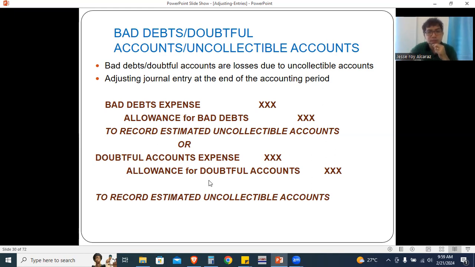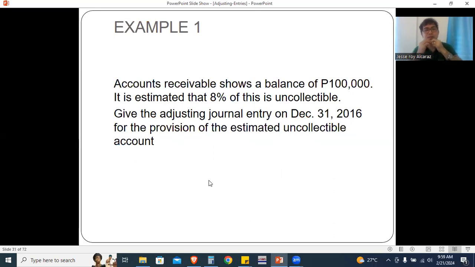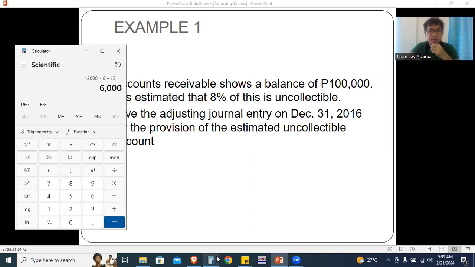Okay, so let's have an example. Accounts receivable shows a balance of 100,000. So na daw kay kolektahon 100,000 pesos. And it is estimated that 8% of this 100,000 is uncollectible. Give the adjusting journal entry on December 31. So simple lang ni siya, no? So we have a collectible of 100,000 pesos and 8% that is uncollectible daw.